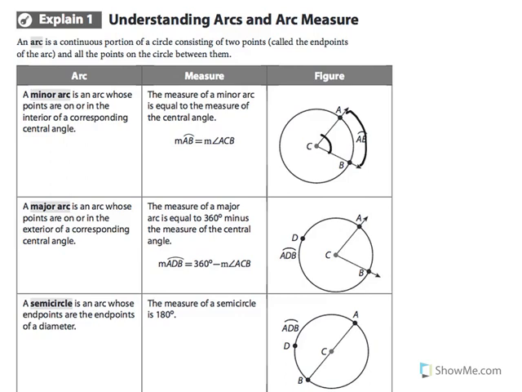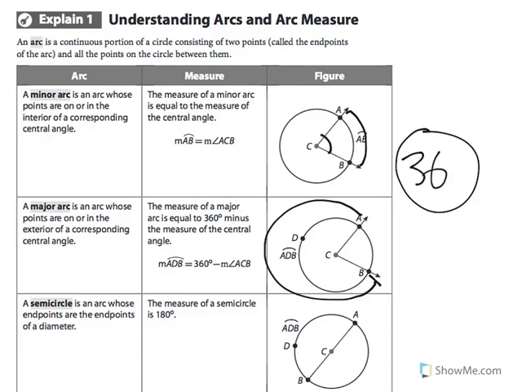A major arc is an arc whose points are on or in the exterior of the corresponding central angle. The measure of a major arc is equal to 360 degrees minus the measure of the central angle. So this is our major arc. Remember that for the whole circle, the degree is 360. So if we were to take this out, then they'll give you the degree for the major arc. So then we take 360 minus the minor arc.